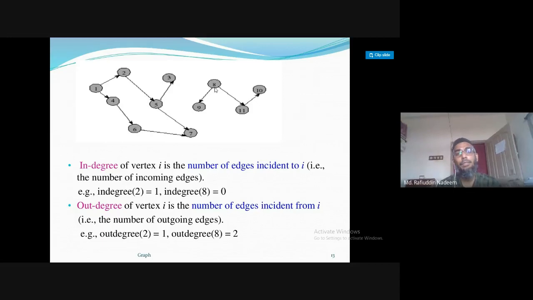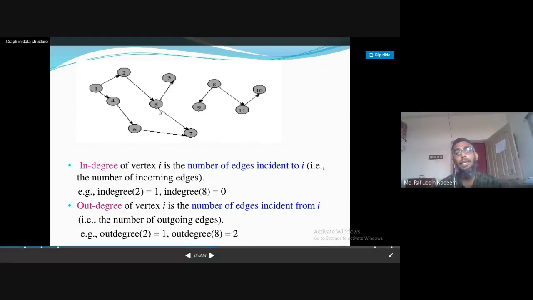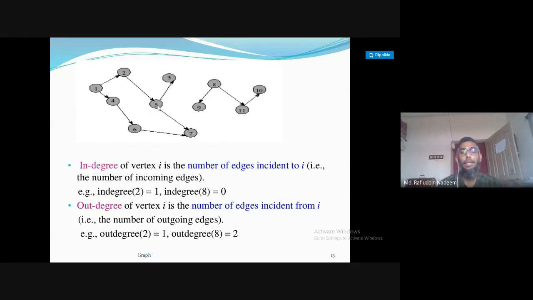Likewise, the in degree of 5 is 1, whereas the out degree of 5 is 2. Because from 5 there are edges 5 to 7 and 5 to 3, but to 5, an edge is coming from 2. That's why the in degree of 5 is 1, whereas the out degree of 5 is 2. Okay, next.